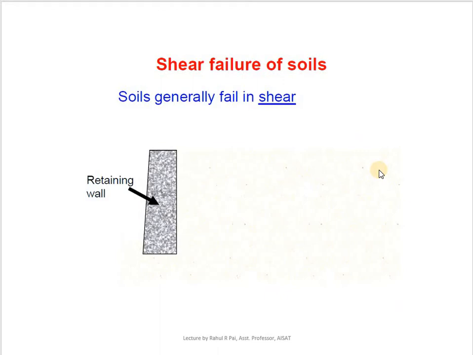If you recollect, you know that the slope generally fails when the mobilized shear strength is greater than the shear strength of the soil. So similarly here also, when we construct retaining wall, we have to consider this aspect of the soil failure. That means if the soil is failing, then definitely it will lead to the collapse of the retaining wall.